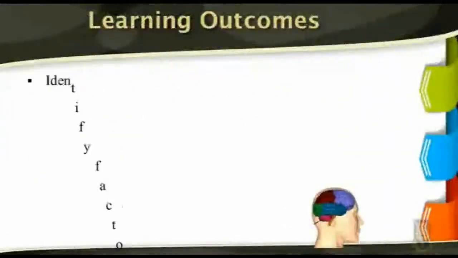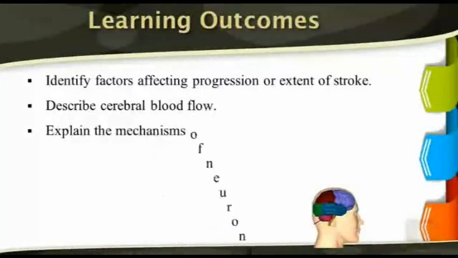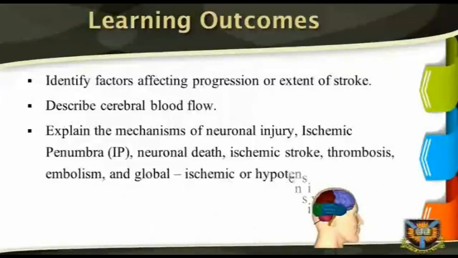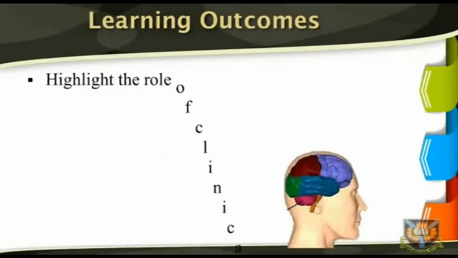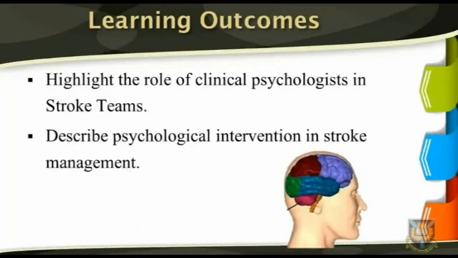Stroke. When you have studied this session, you should be able to: 1. Identify factors affecting progression or extent of stroke. 2. Describe cerebral blood flow. 3. Explain the mechanism of neuronal injury, ischemic penumbra, neuronal death, ischemic stroke, thrombosis, embolism, and global ischemic or hypotensive stroke. 4. Highlight the role of clinical psychologists in stroke teams. 5. Describe psychological interventions in stroke teams.